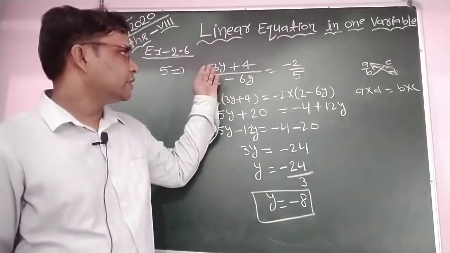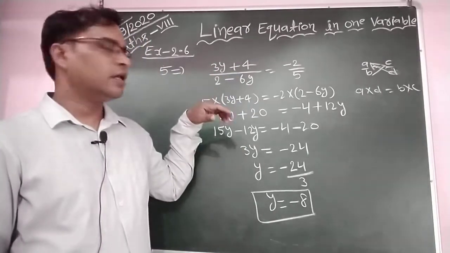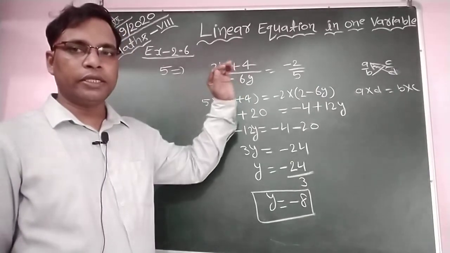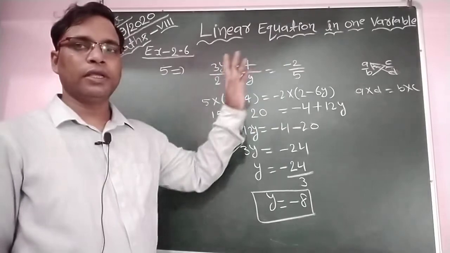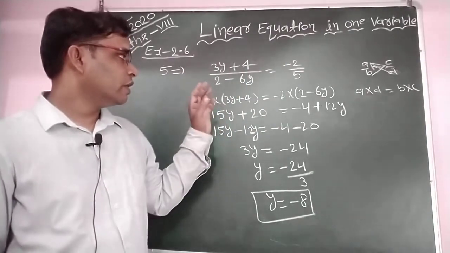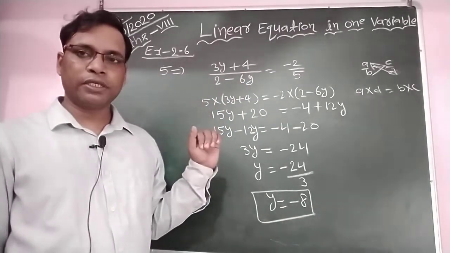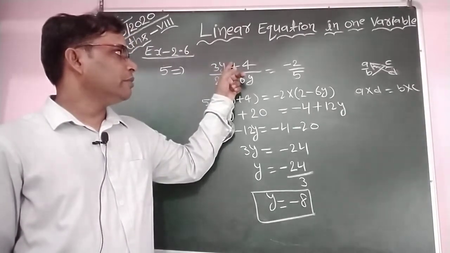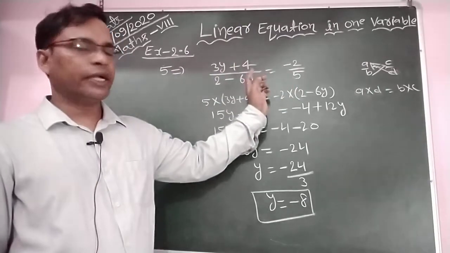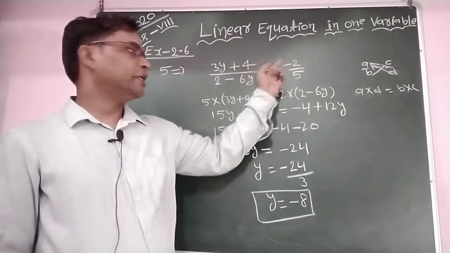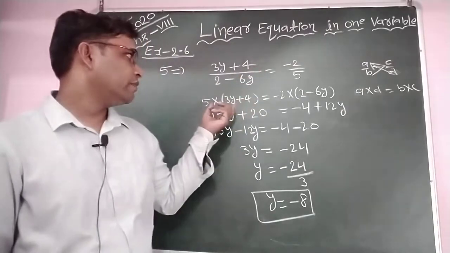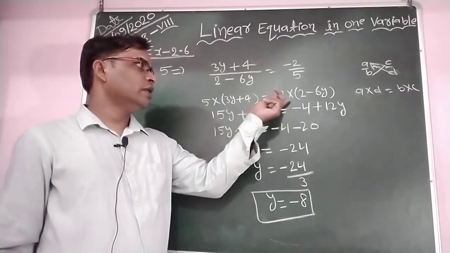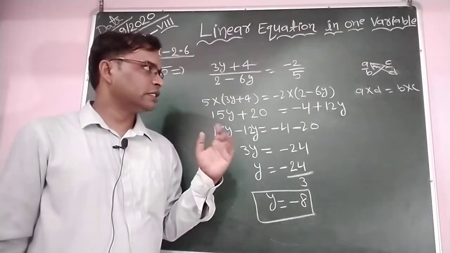In this question, it is given 3y plus 4 divided by 2 minus 6y, and on the right hand side you can see minus 2 by 5. Now we use the cross multiplication method. In this method, the first numerator multiplied by the second denominator is equal to the second numerator multiplied by the first denominator. So for this method we have 5 into 3y plus 4 is equal to minus 2 into 2 minus 6y.